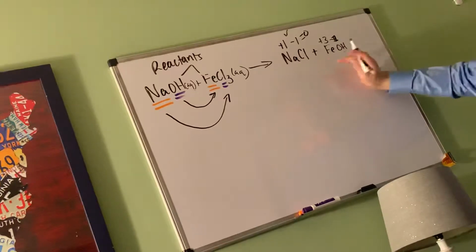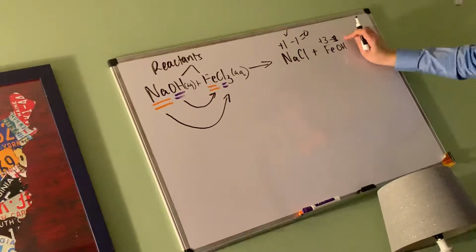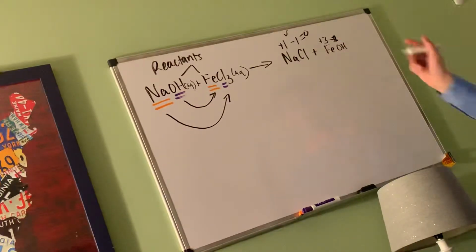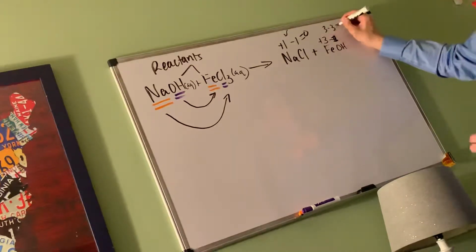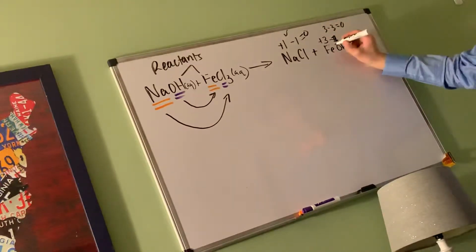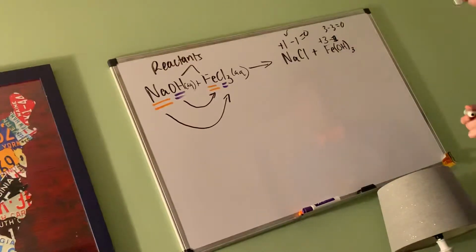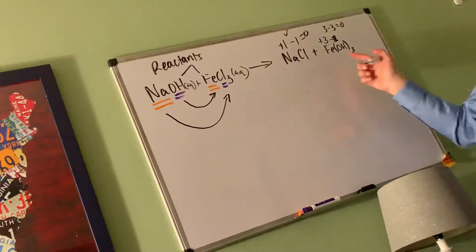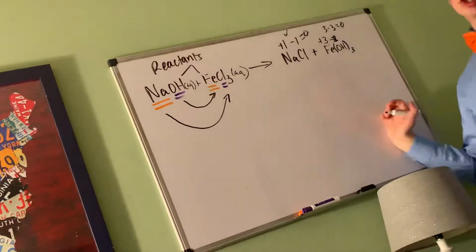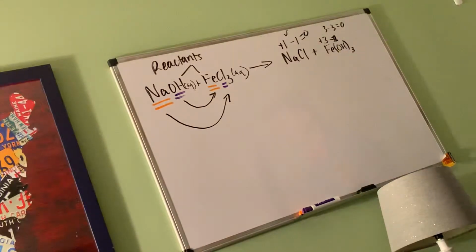So to get this to be -3, because we want 3 minus 3 equals 0, right? We've got to put a parenthesis around this one and put a 3. The only reason you put a parenthesis is if it is a polyatomic ion, and it'll tell you if it's a polyatomic ion on your sheet.